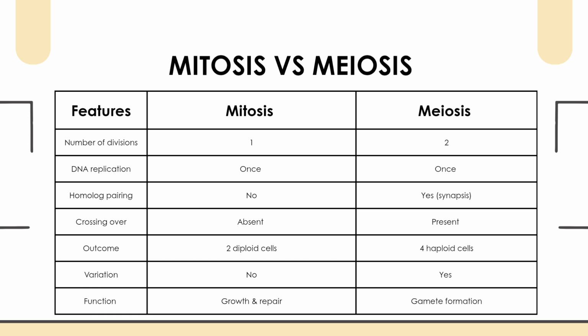Division rounds: mitosis 1, meiosis 2. DNA replication: both do 1 S phase preceding division. Homolog pairing: absent in mitosis, present in meiosis, synapsis. Crossing over: absent in mitosis, present in meiosis. Outcome: mitosis gives 2 diploid identical cells, meiosis gives 4 haploid genetically varied cells. This table is frequently tested in Part B questions.